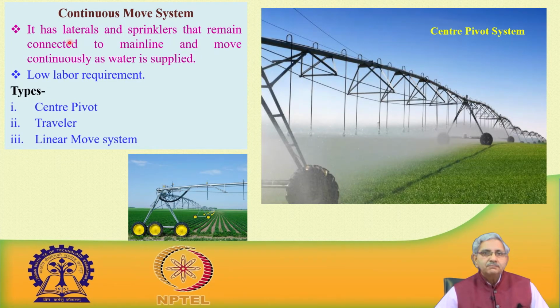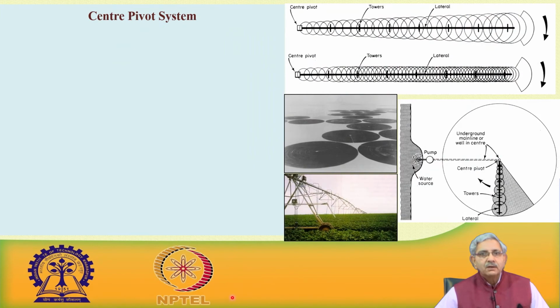Continuous move system. Here what you see, this is a central pivot system. It has got laterals, and the sprinklers remain connected to the main, and it moves continuously as the water is being sprayed. So, this could be a central pivot system, traveler system, or linear move system. So, a continuous move system can be of three types.